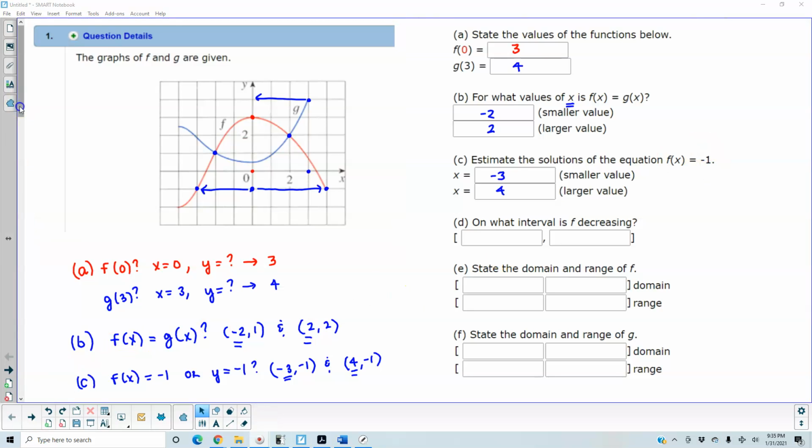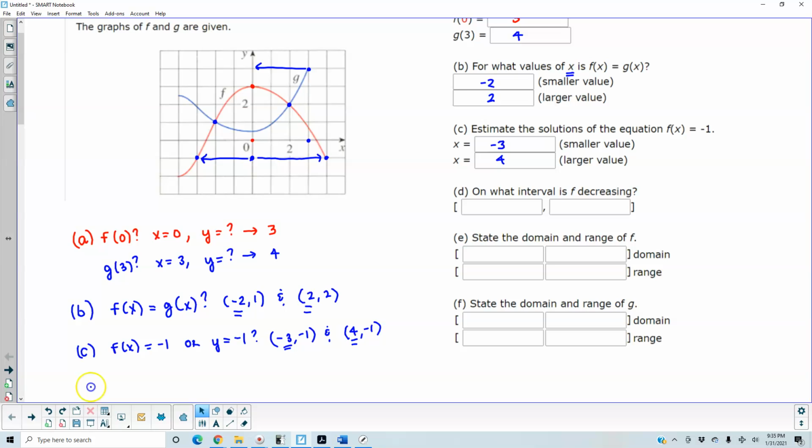Now in part D, it says, on what interval is f decreasing? So we're saying, where is this graph decreasing? It's decreasing starting here and ending here, at this particular point. So on what interval of x is it decreasing? Well, it's starting at 0 and it's ending at 4. And so therefore, it's going to be the interval [0, 4]. This is the interval on which it is decreasing.